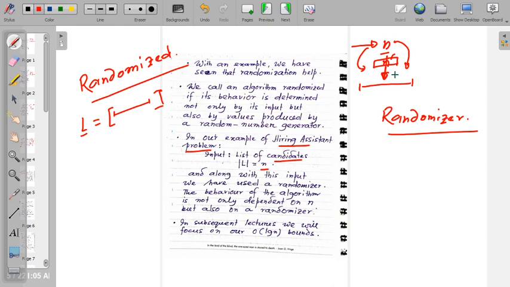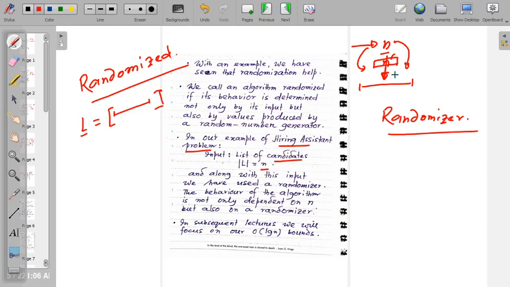is having a little bit different viewpoint. Previously, no randomizer was involved. Now, why are we using the randomizer? To improve the algorithm, whatever objective we are having. Google's objective is to hire as few candidates as possible. So to achieve this, they are randomizing. To improve the efficiency of the algorithm, we are using one randomizer along with the input.